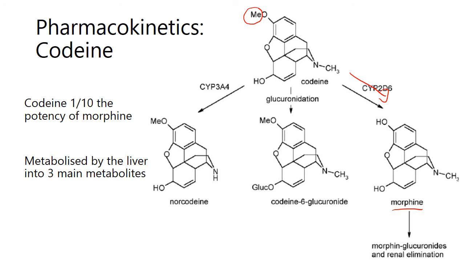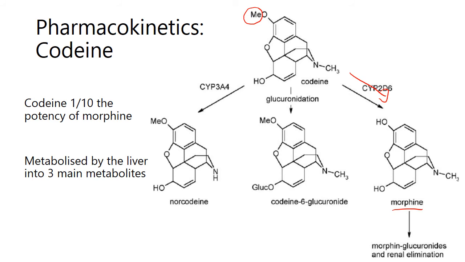Whenever we ingest a medication via the oral route, it tends to undergo what we refer to as first pass metabolism. So this is the body's ability to divert chemicals that we ingest to the liver for metabolism prior to them entering the systemic circulation. And this tends to limit the amount of a drug that actually reaches the systemic circulation when it's administered via the oral route.